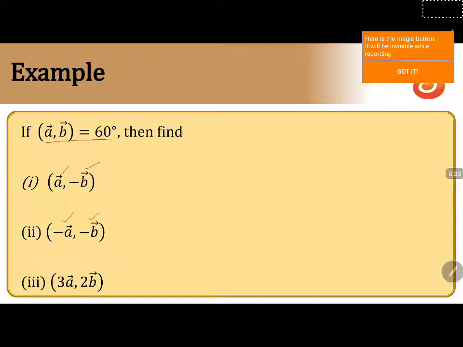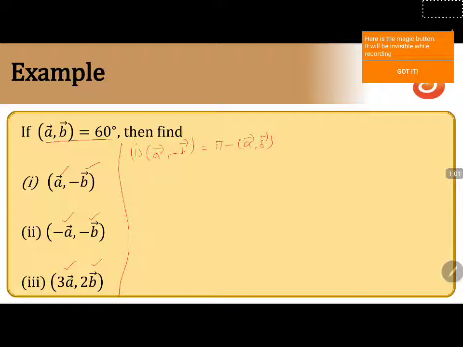Third one is the angle between 3A vector and 2B vector. Now we'll take the first one, that is the angle between A vector and minus B vector. So first we'll take the angle between A vector and minus B vector is equal to, we'll write it as pi minus the angle between A comma B.